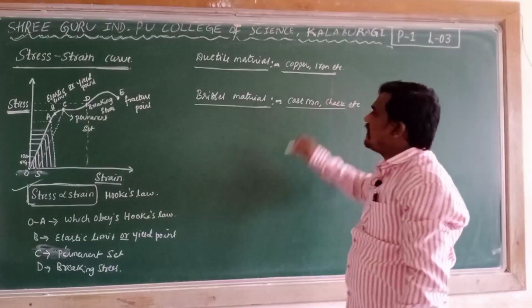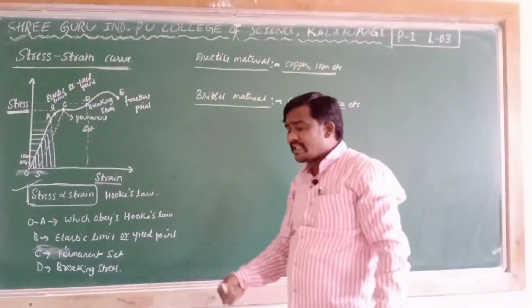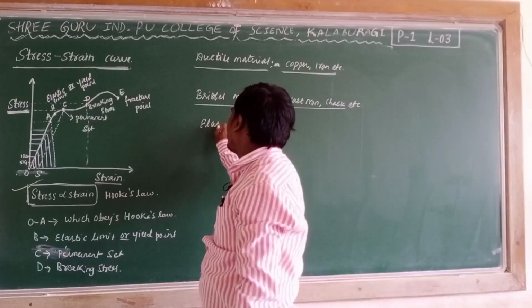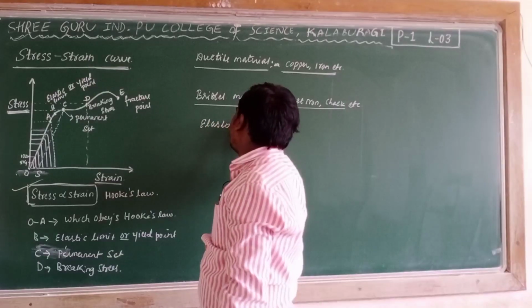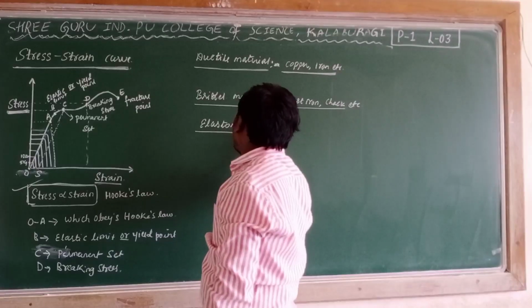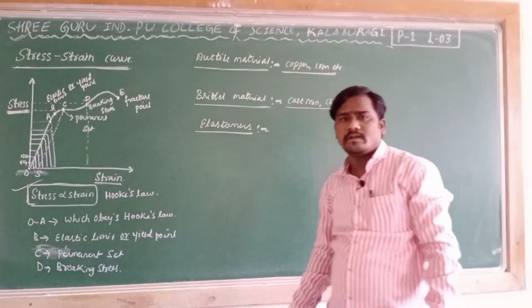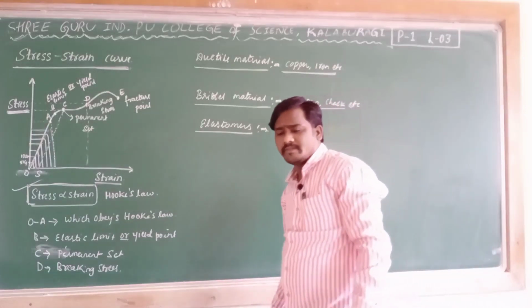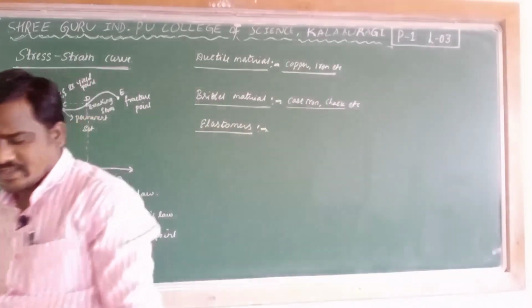We can consider many examples. And in the last class we discussed the elastomers. Elastomers means the material which does not obey Hooke's law. This type of material we call elastomers.